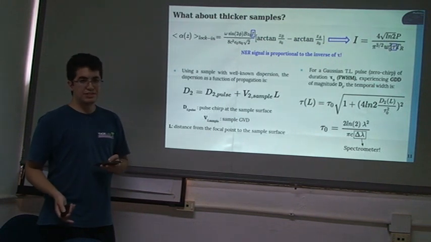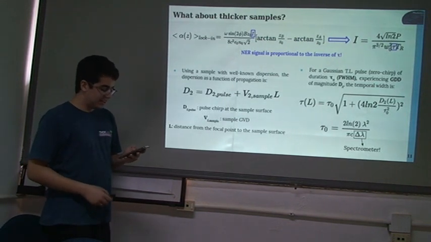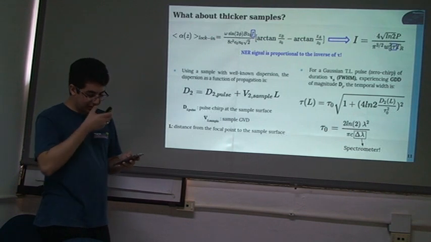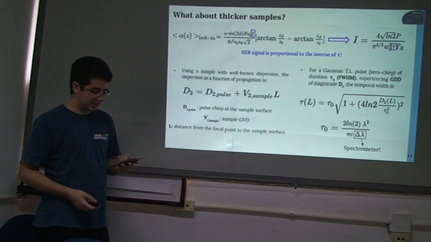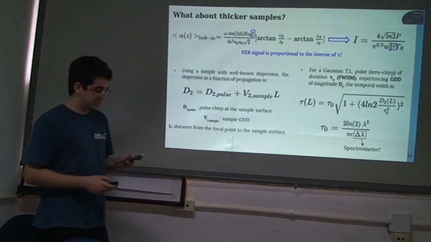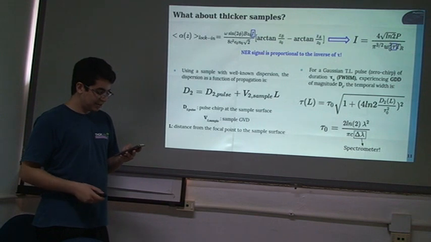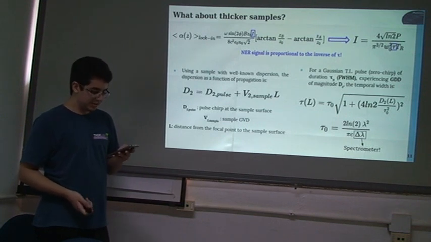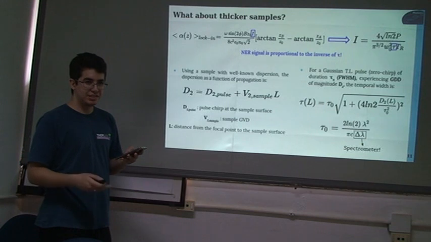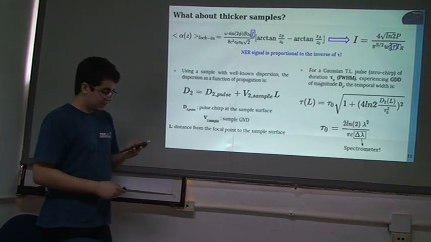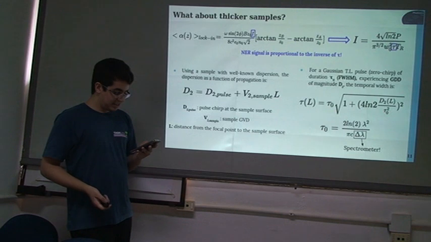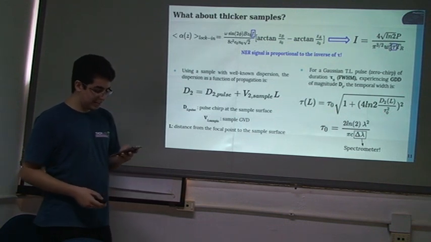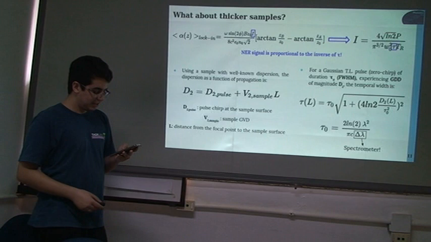But what about using thicker samples? Notice that the NER signal is proportional to the intensity and thus inversely proportional to the pulse width. That means that for thicker samples, we must take into account the group velocity dispersion that we call beta2, because our pulse has a broad bandwidth, so as it propagates through media, it accumulates chromatic dispersion. Besides that, we must take into account the D2, that is the GDD, group delay dispersion, translated by the linear chirp that will vary as the pulse propagates also through the sample.